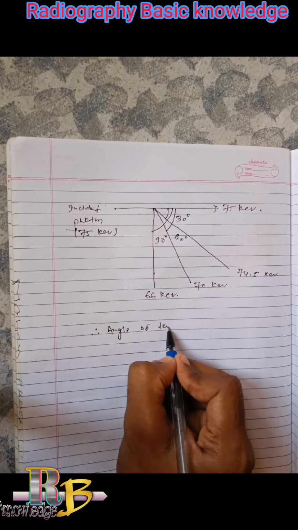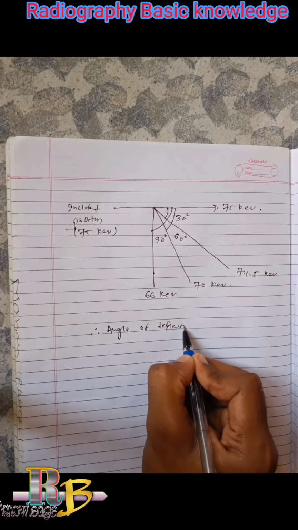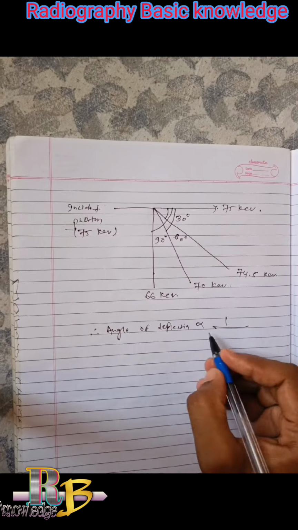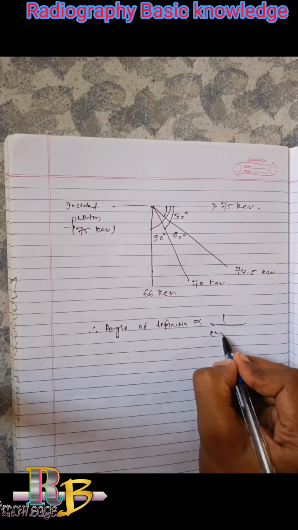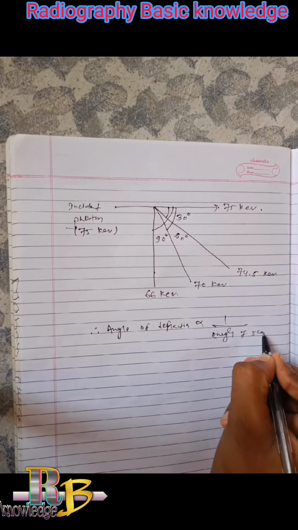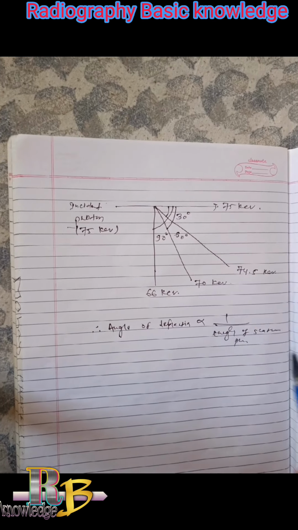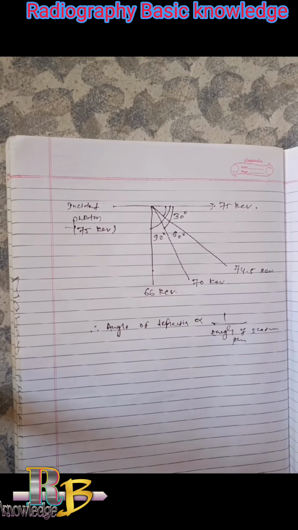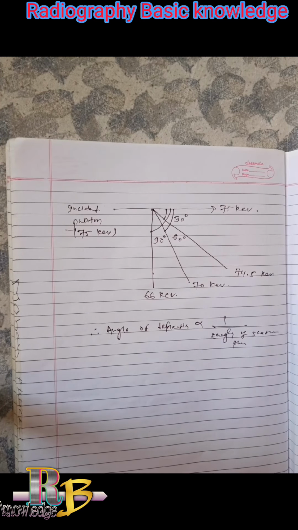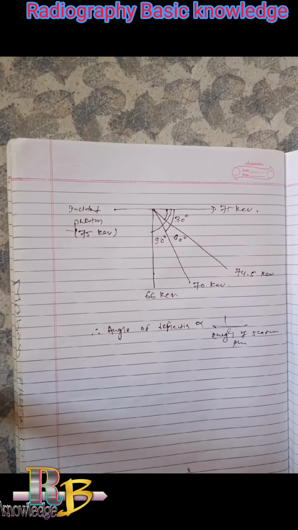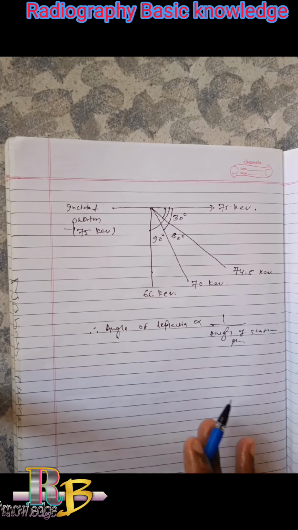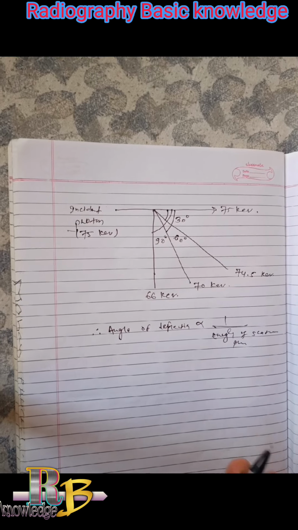The angle of deflection is inversely proportional to the energy of the scattered photon. It means that when the angle of deflection increases, the energy decreases, and when the energy decreases, the angle of deflection increases.